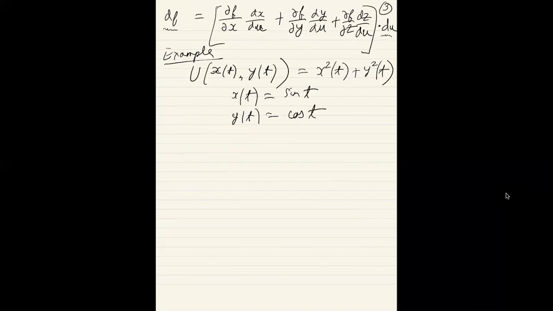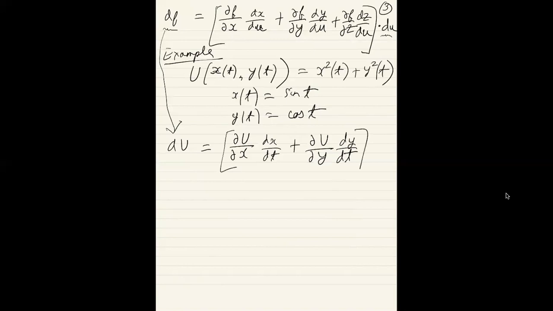So now let's use this formula here for U and see what the total derivative is. You can see that dU is partial u by partial x dx by dt plus partial u by partial y dy by dt, multiplied by dt. We don't have a third term here because instead of x, y, z, we have only x and y. We can calculate: partial u by partial x is 2x, so that gives us 2x. dx by dt is cosine of t. Partial u by partial y is 2y. dy by dt is minus sine of t.